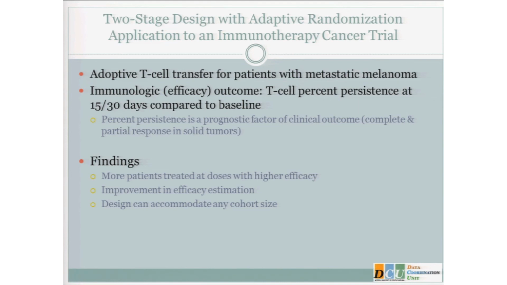And what we found in simulations is that, as you would expect, because we're modifying the randomization probability, more patients are treated at the doses with higher efficacy than with the ones at lower efficacy. There's actually an improvement in efficacy estimation that goes along with this. And the design can accommodate any cohort size. So if you don't like treating 3 subjects initially in stage 1, you can treat 5, you can treat 10, you can treat however many you want to. And of course, the stage 2 sample size will depend on how many subjects are randomized to each of those doses.